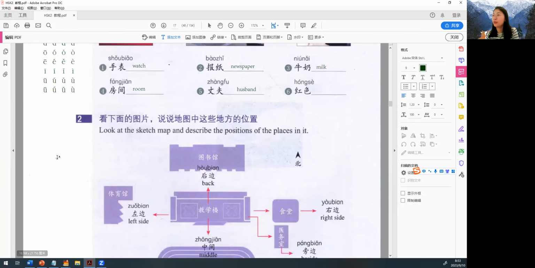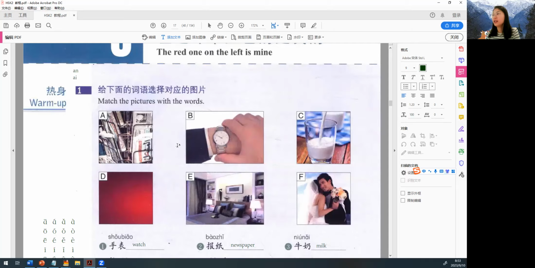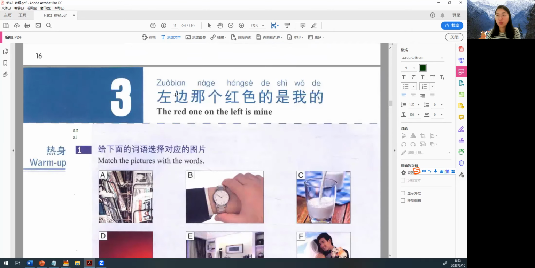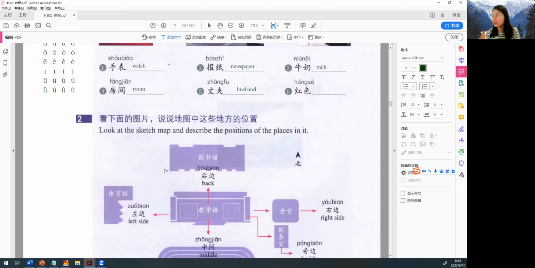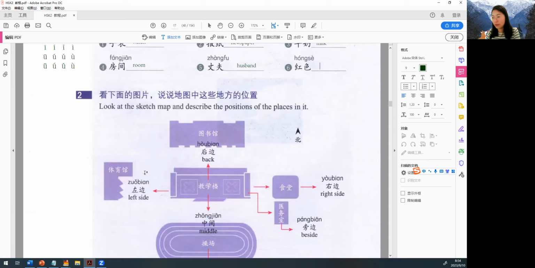Alright, so let's look at warm-up number 2. Look at the sketch map and describe the positions. So we learn here 左边 means on the left. So now we are going to learn all the positions over there. Here 左边, this means the left side.